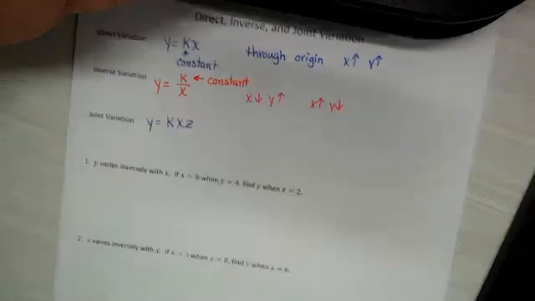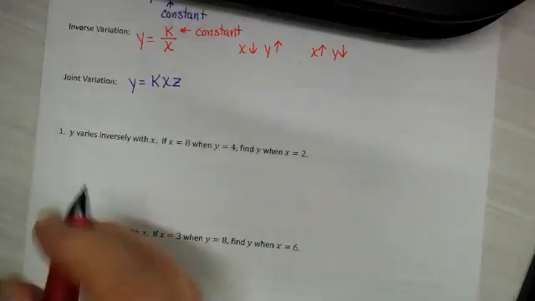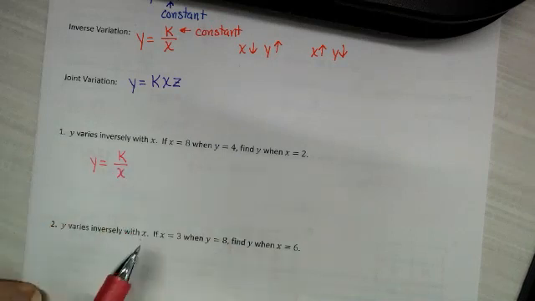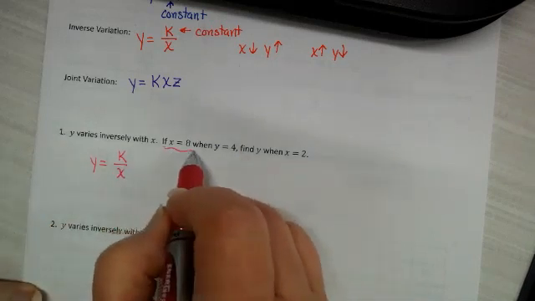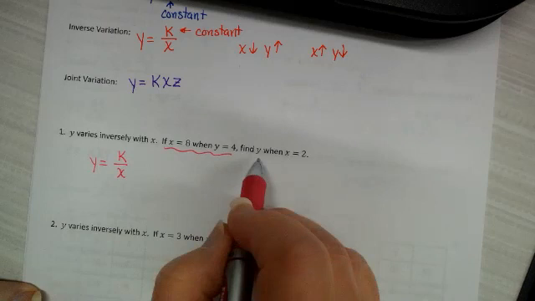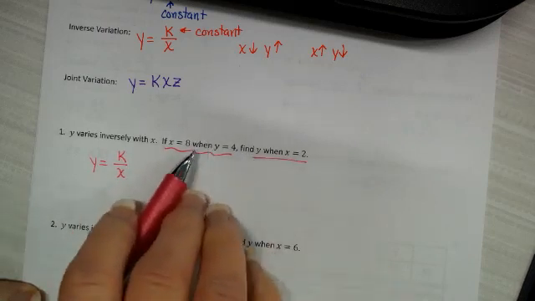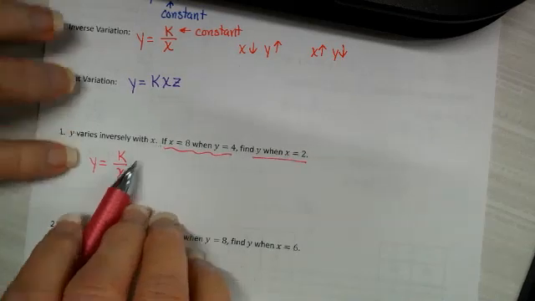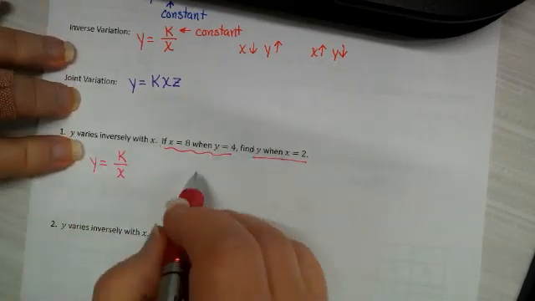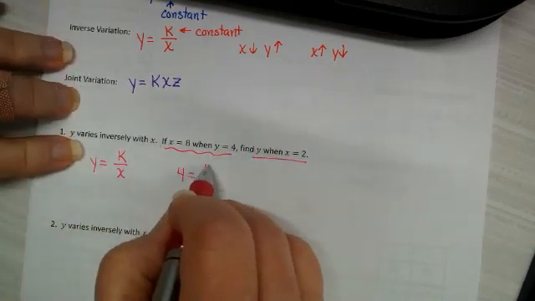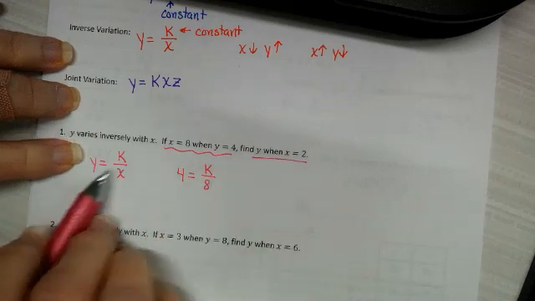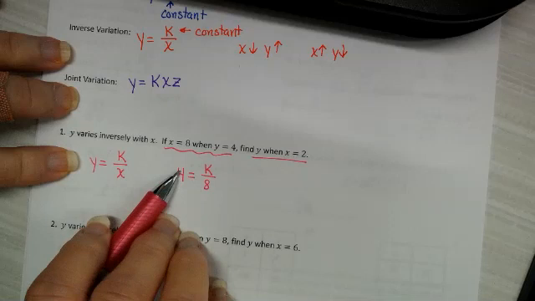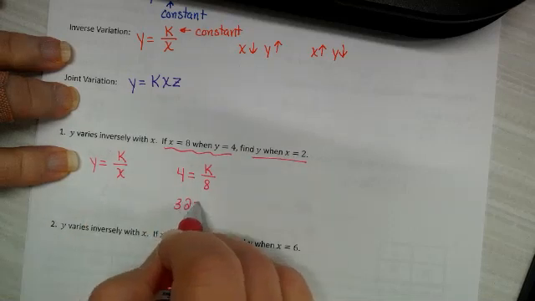So let's see what some problems look like that involve this variation. So the first problem says y varies inversely with x. So I know right away I'm starting out with y equals k over x. And they give me one scenario and they ask me to solve. Once I use this scenario to find my constant, I solve for the missing variable here. So let's take this equation. If x is 8 when y is 4, I'll plug in 4 for y, 8 for x, and solve for k. So in this case, I multiply both sides by 8 and get k is 32.